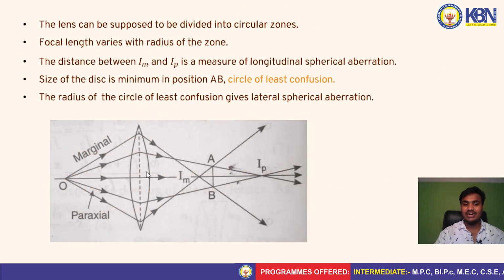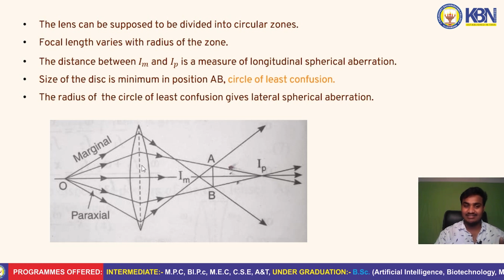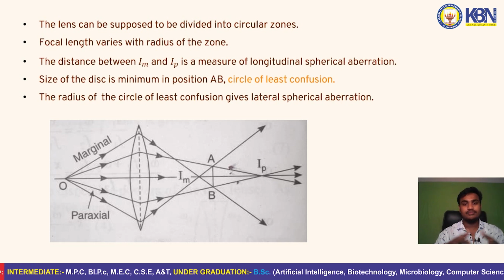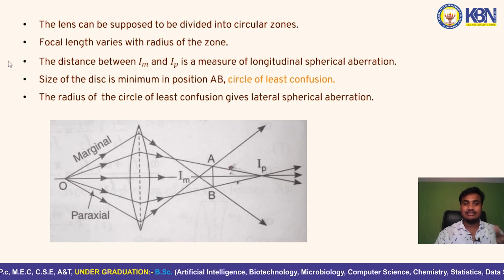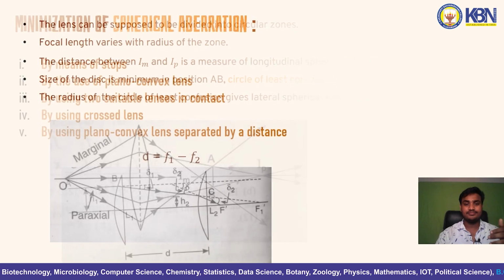If we say marginal rays, the rays which pass to the rim of a lens are called the marginal rays, and the rays which pass close to the axis are called the paraxial rays. The lenses can be divided into different circular zones. As I said, the size of the disc is minimum at AB, which is called the circle of least confusion. The radius of the circle of least confusion will give the lateral spherical aberration.